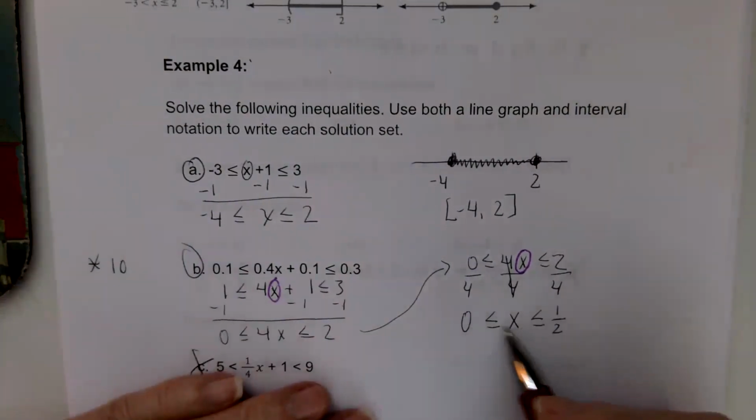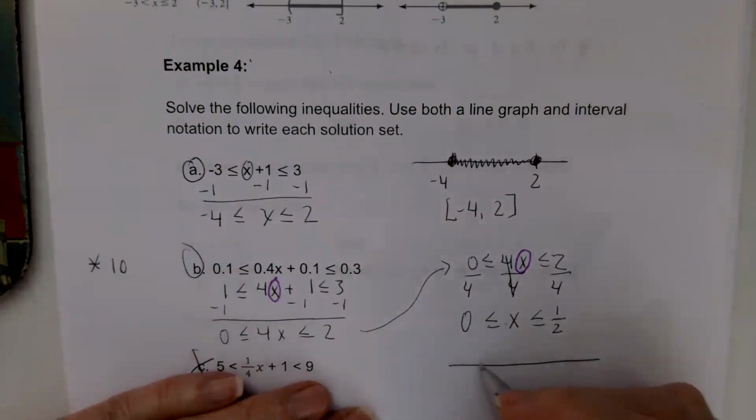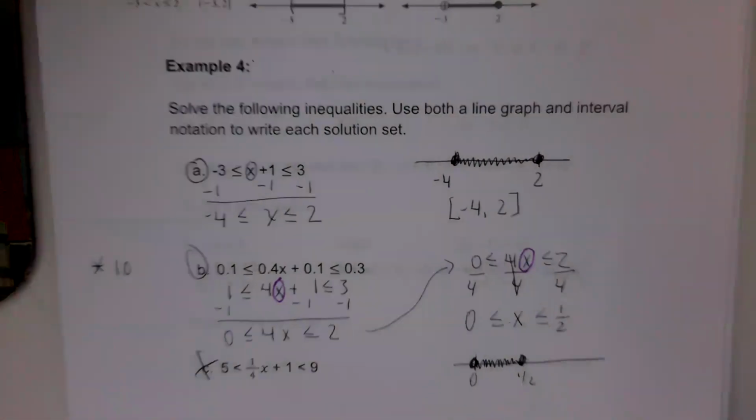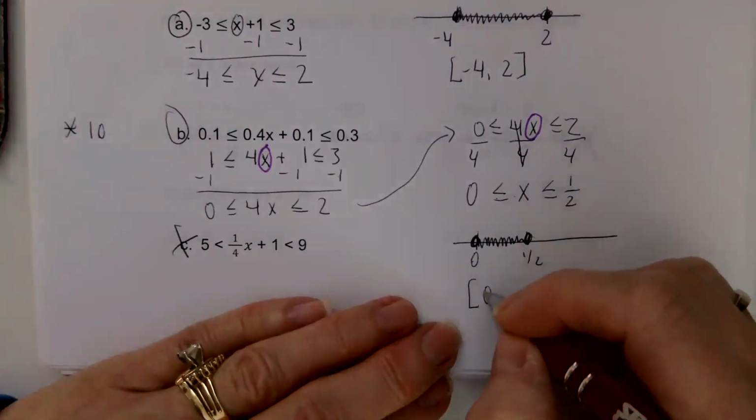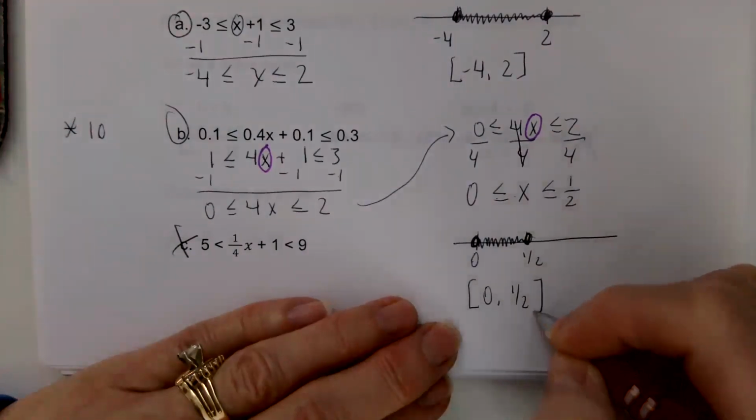And so again, I have a less than or equal to on both of those. So my 0 and 1/2 both get a colored-in circle because of the inclusion and everything in between. And then I've got brackets too, between 0 and 1/2, and a bracket there.